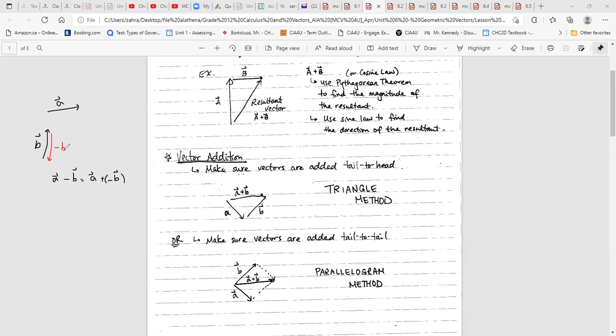This is negative B. Now I'm just taking vector A. I put the vector negative B successively after that. So here is negative B. So the resultant of that is going to be A plus negative B. And A plus negative B is the same as A minus B. So to subtract a vector, first you need to find the negative of the vector that you're subtracting, and then add it to the first vector.